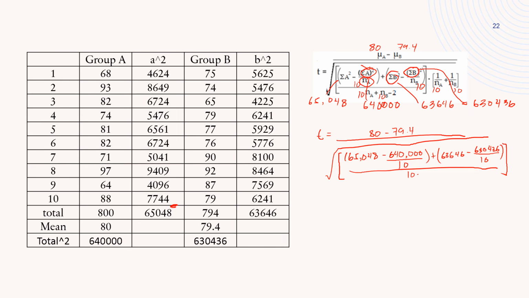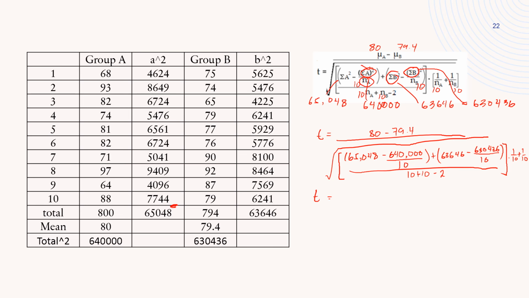So that's 10 plus 10 minus 2, also again referred to as your degrees of freedom. Now this whole quantity is going to be multiplied to the fraction of 1 over 10 plus 1 over 10. Okay, let's try to move on to our operations.